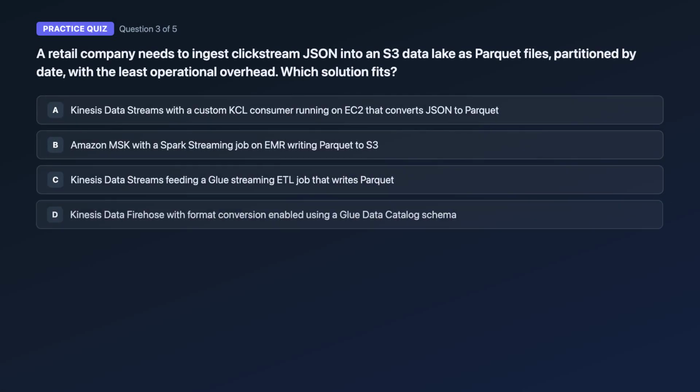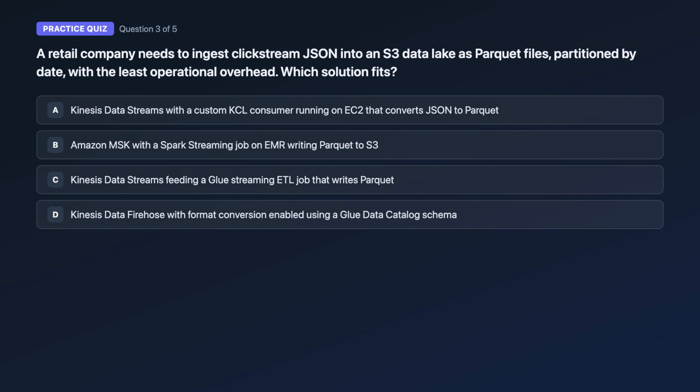Question 3. A retail company needs to ingest clickstream JSON into an S3 data lake as Parquet files, partitioned by date with the least operational overhead. Which solution fits? Is it A, Kinesis Data Streams with a custom KCL consumer running on EC2 that converts JSON to Parquet? B, Amazon MSK with a Spark streaming job on EMR writing Parquet to S3? C, Kinesis Data Streams feeding a Glue streaming ETL job that writes Parquet? Or D, Kinesis Data Firehose with format conversion enabled using a Glue Data Catalog schema?